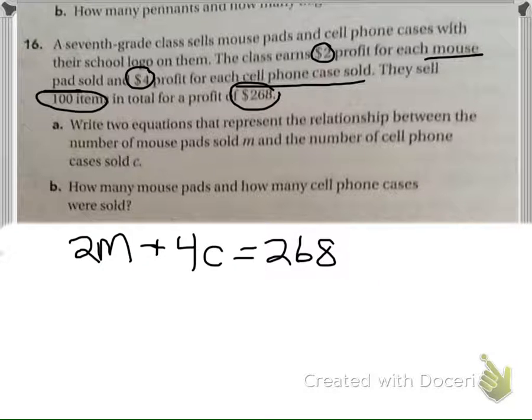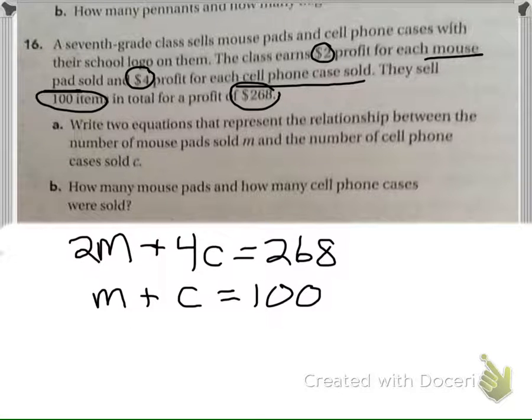So now for items sold, they're selling mouse pads and cell phone cases, and they sell a total of 100 items. So these are my two equations. And it says how many mouse pads and how many cell phone cases were sold. So now they want you to figure out M and C using these two equations, and we're going to do that using elimination.